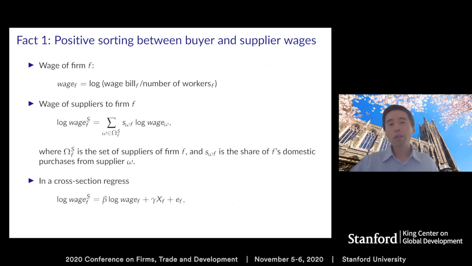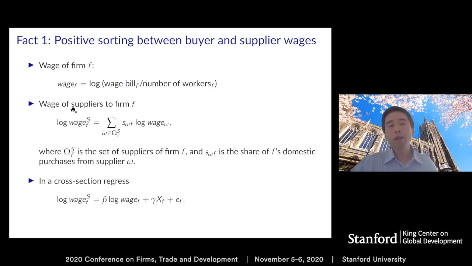Okay. So without further delay, let me quickly jump into the descriptive evidence. The first fact that we try to document here is that there's a positive sorting between the buyers' and the suppliers' wages in the production network. I'm trying to show you here the simplest version that I can ever present. Basically we're going to look at wages defined by the total wage bill divided by the number of workers. But rest assured that we will do a lot of robustness checks to control for a lot of observable and unobservable worker characteristics. If you're curious, I will show you a few additional results there. But here, this is a very straightforward way to define wages at the firm level.